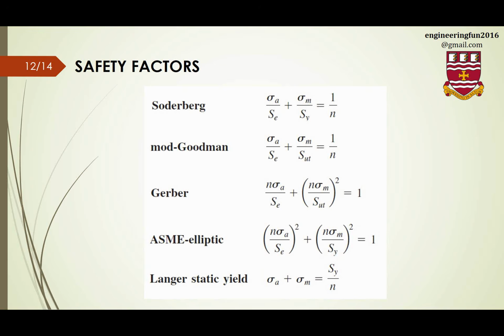Safety factors. Based on each scenario, we're going to have one equation. For example, if you want to find the safety factor based on Soderberg, this is the safety factor. We have sigma A, sigma M, the endurance strength, and SY yield strength, and we can find N. If we want to use ASME elliptic, we know sigma M, we know this one, everything but N. So N can be found from each of these scenarios.